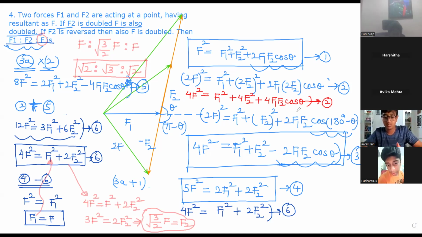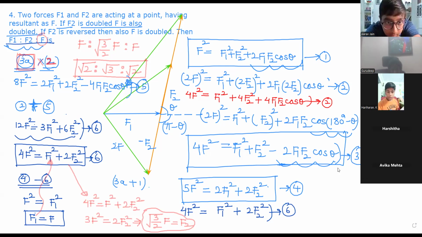Sir, fifth and sixth equation I can't understand, sir. Fifth equation, this one. Yes, sir. Okay. What is written here, Hariharan? Check. Multiply equation 3a with numeric 2. Right? Yes, sir. Where is this 3a equation? This is the 3a equation. When you multiply it by 2, what do you get? 8f square. 2 into 4f square is 8f square. f1 square into 2 is 2f1 square. f2 square into 2 is 2f2 square. When you multiply this with 2, you get minus 4f1 f2 cos theta. Understood? Yes, sir. Now I understood.